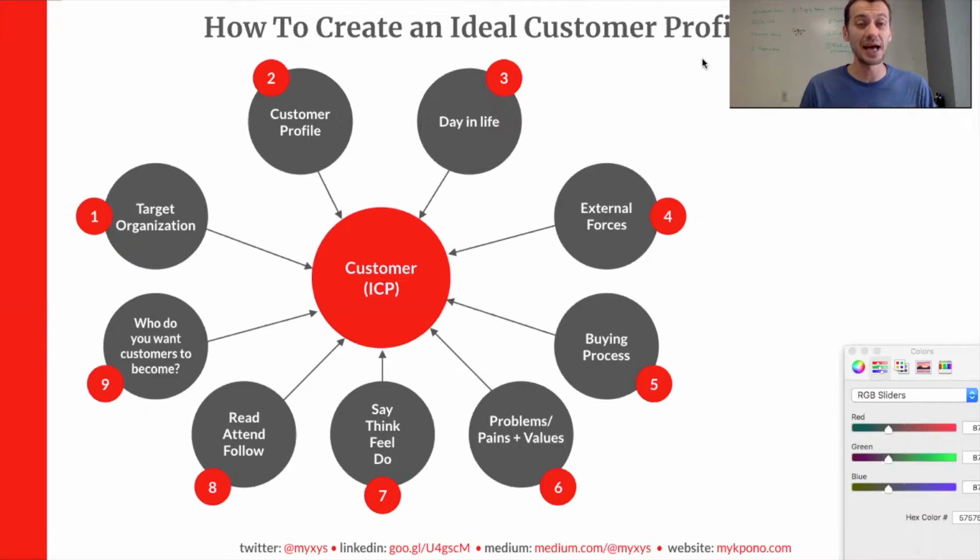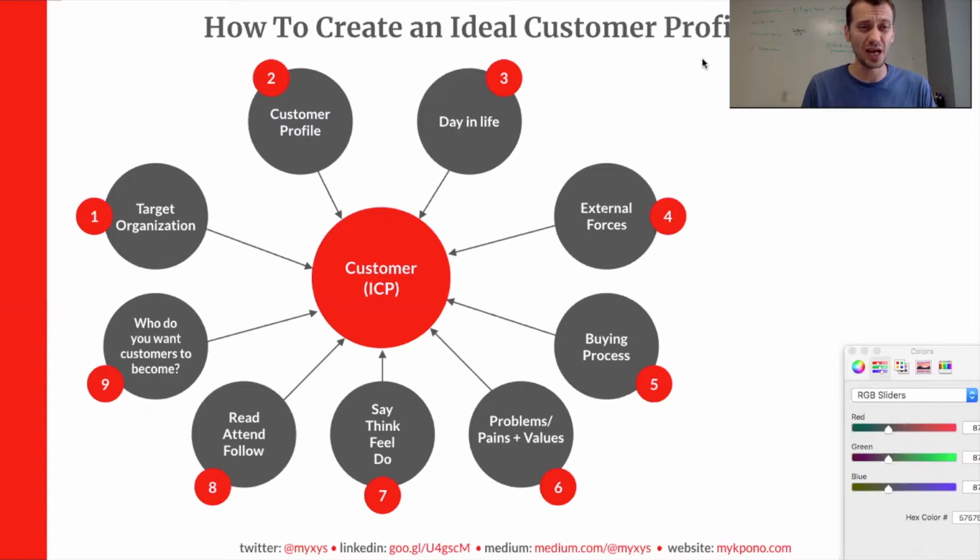Step number 8, understand what your customers read, attend, and who they follow in the industry. This is a very important step, especially when you're building your content strategy, and it's also important to get those channels of information about what content your customers consume, so you can understand your customers better.